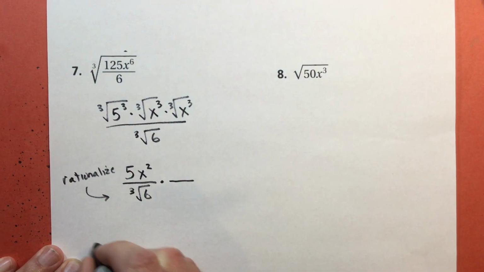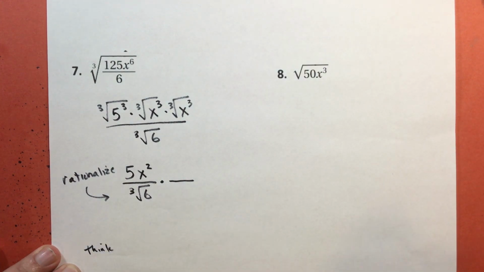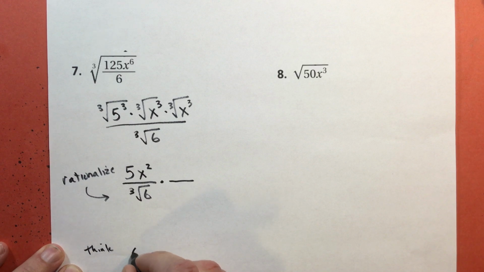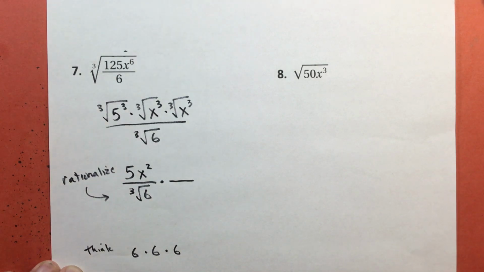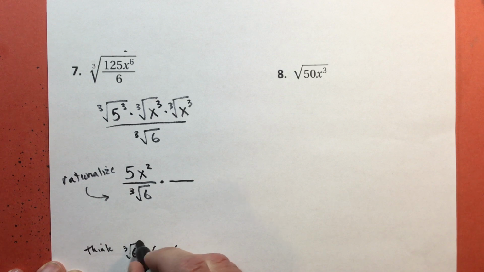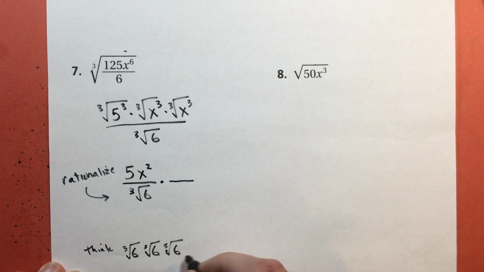But here's the deal. This is what I'm thinking, okay? I'm just writing what I'm thinking. I know that 6 times 6 is 36. But I don't know what the cube root of 36 is. But if I include another 6, 6 times 6 times 6, which happens to be 216, but that's really not important right now, if I take the cube root of all of this, each part, then this whole thing is going to be the cube root of 216, which equals 6.